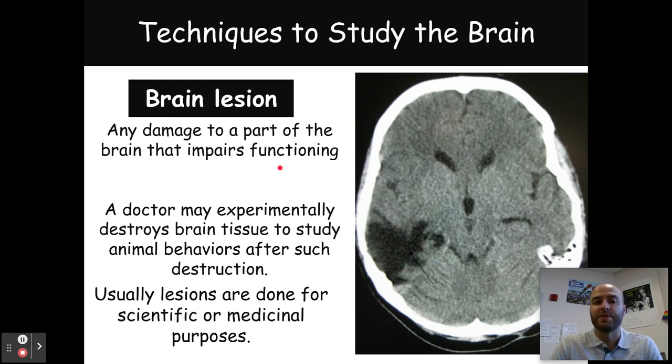And this gives a lot of information for psychologists and scientists towards what parts of the brain control what different activities and different functions. There's also a case where a doctor may experimentally destroy brain tissue to study animal behaviors, to see what they're like after the destruction and what those brain areas may control. If they're going to do this in humans, it's almost only ever done for medicinal purposes or for potentially scientific purposes. Usually, we study brain lesions because of some type of damage or accident that impairs functioning. We can learn a lot from that brain lesion.